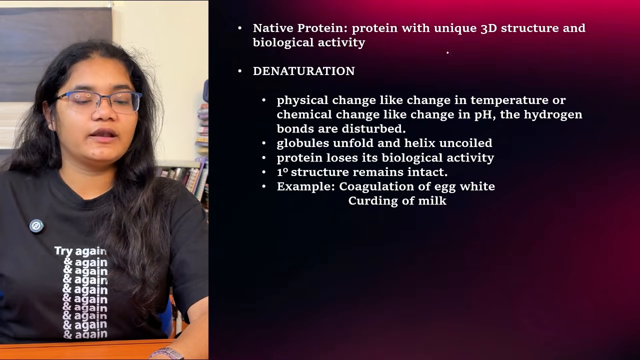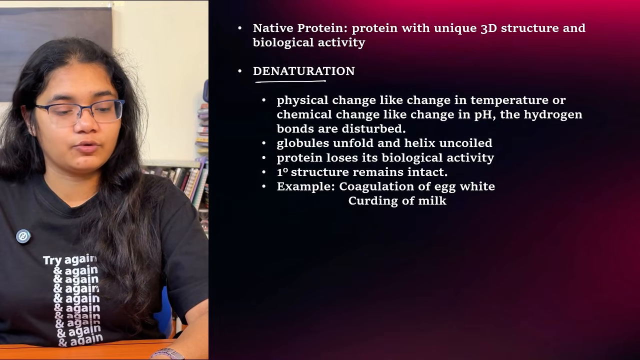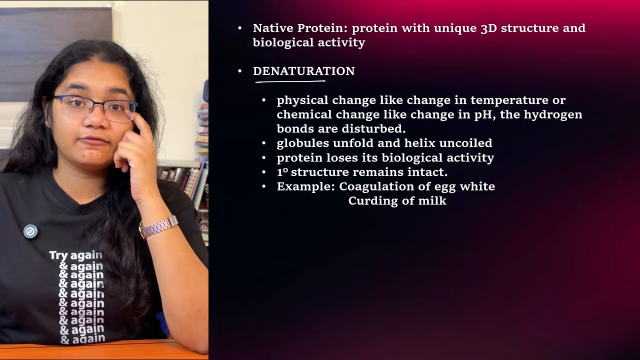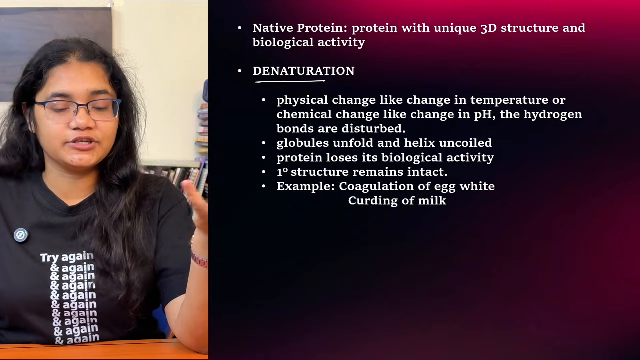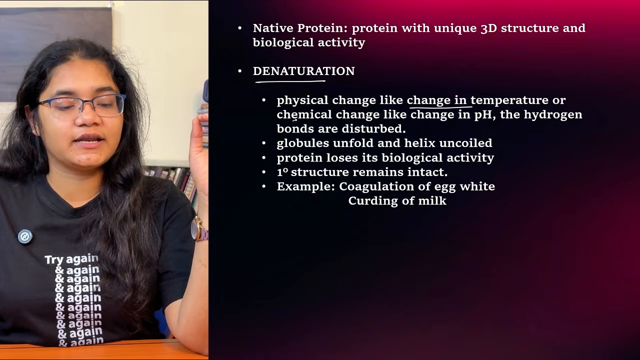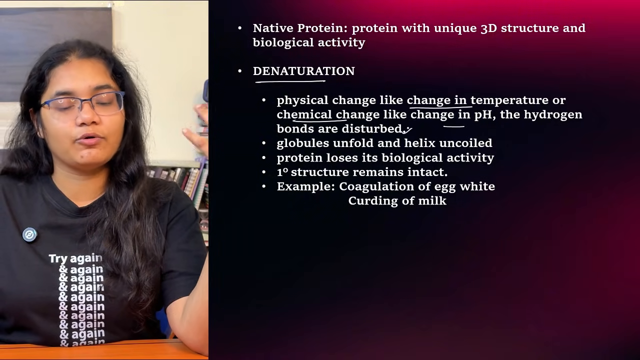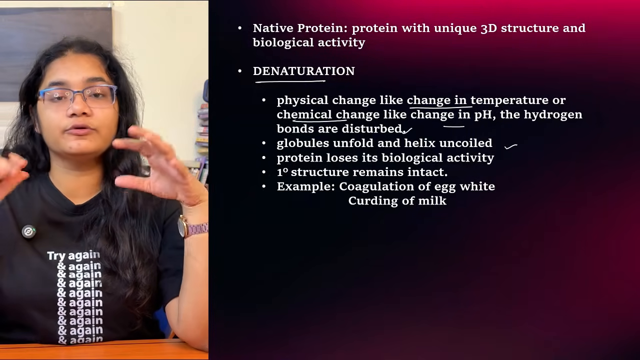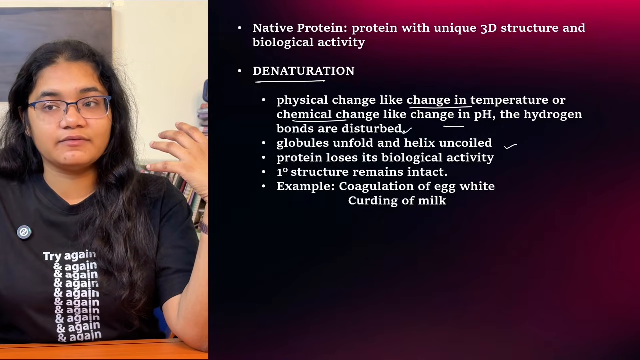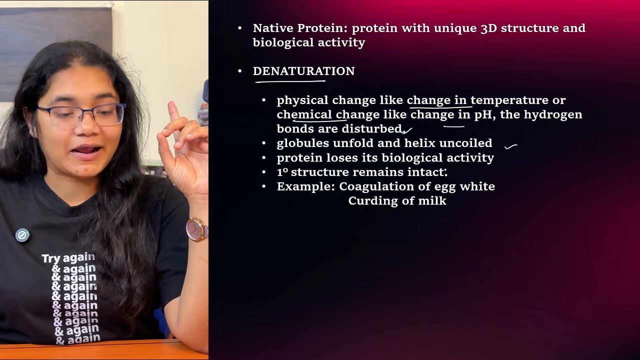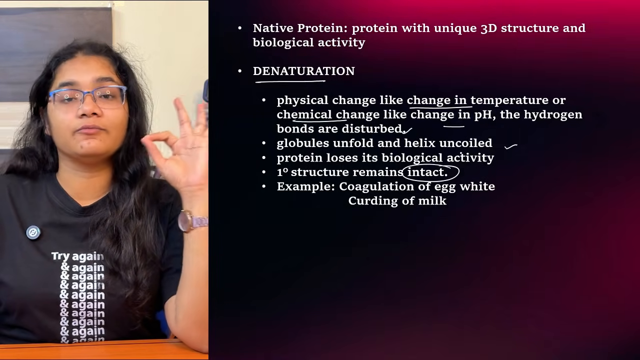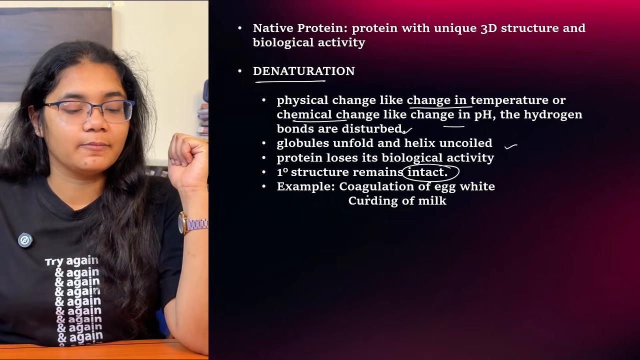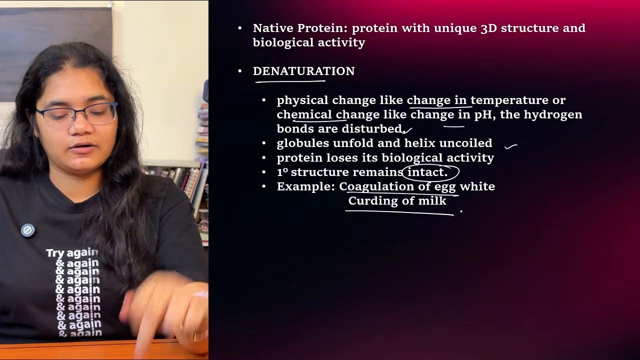Okay. Now let's talk about the denaturation of protein. What is it? Proteins generally can function at a particular temperature and pH. So when you change the temperature and the pH, the hydrogen bonds are disrupted and the globules will unfold. The secondary structure will get disrupted, but the primary structure remains intact. This is one of the most important things that you should remember. Examples: coagulation of egg white and curding of milk.